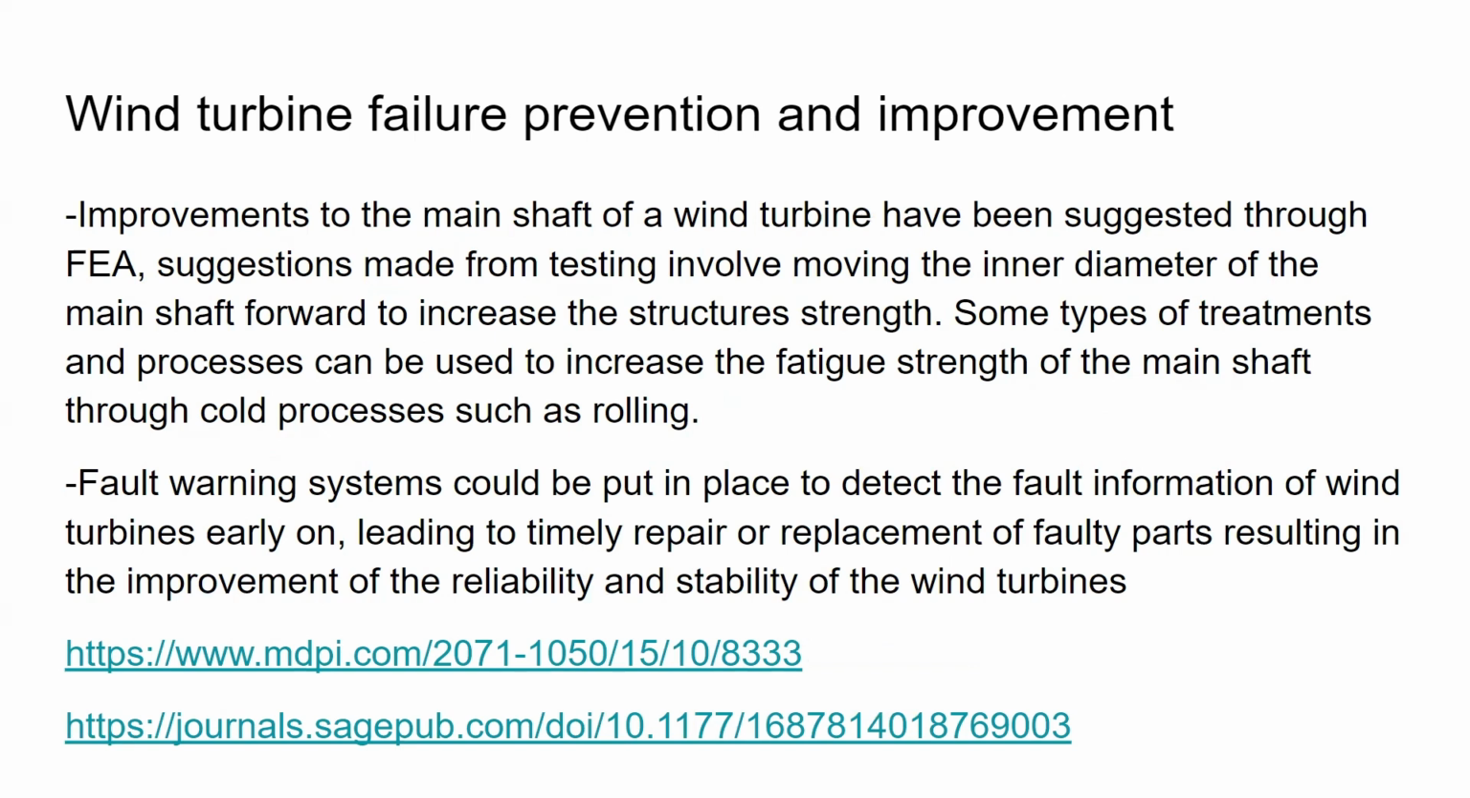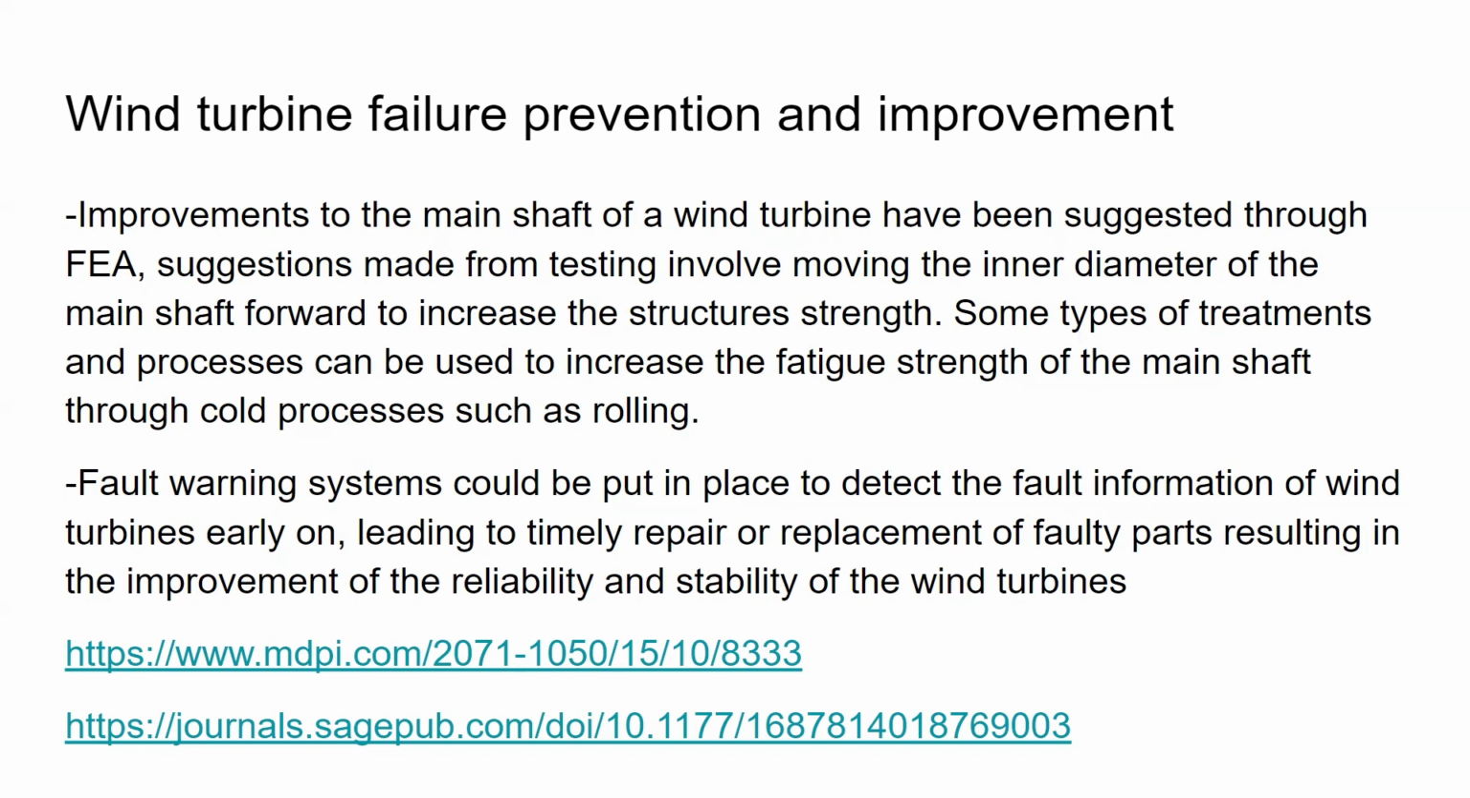Some wind turbine failure prevention and improvement. As previously stated, a lot of the error in wind turbines comes from damage to the main shaft. And according to these links, some research has been done to see if there can be any improvement to the main shaft. Improvements to the main shaft of a wind turbine have been suggested through using finite element analysis. Some of these suggestions came from the testing, and it involves moving the inner diameter of the main shaft forward in order to increase the structure's strength.